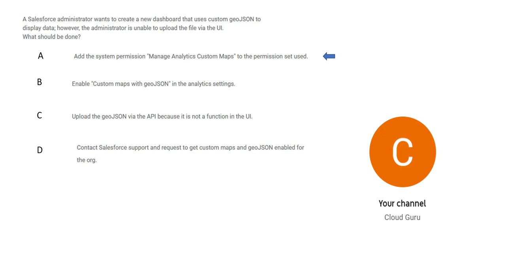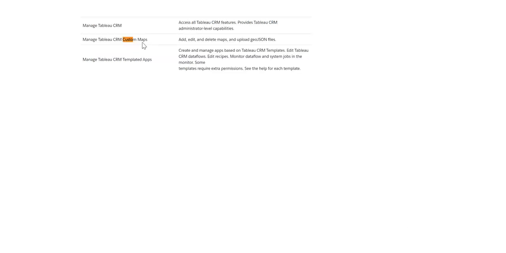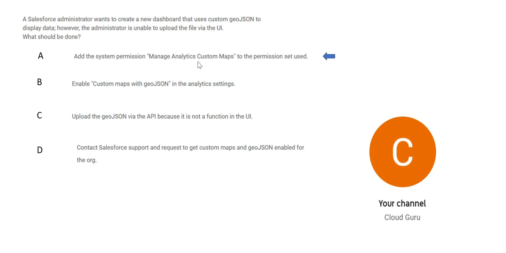Let's move forward. This is just a screenshot of the permissions. You have a permission like manage Tableau CRM, manage Tableau CRM custom maps. It's now called manage Tableau CRM custom apps and not analytics. But depending on the exam, you may see an older version or you may see Tableau CRM mentioned, so you have to use your own judgment. Both are correct. Tableau CRM is the new name of Einstein Analytics.